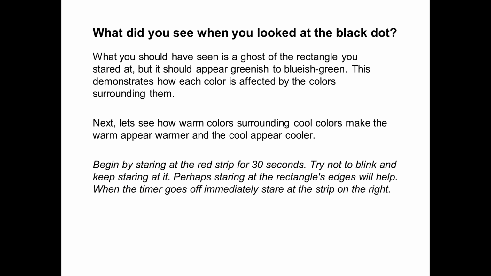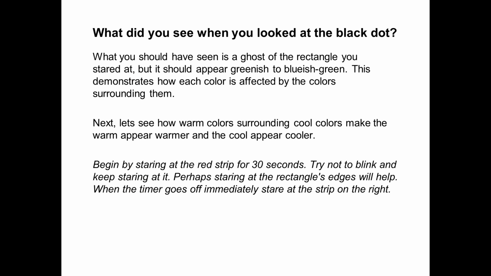What did you see when you looked at the black dot? What you should have seen was a ghost of the rectangle you stared at, but it should appear to be greenish or bluish green. This demonstrates how each color is affected by the color that surrounds it. Next, let's see how warm colors surrounding cool colors make warm colors appear warmer and cool colors appear cooler.